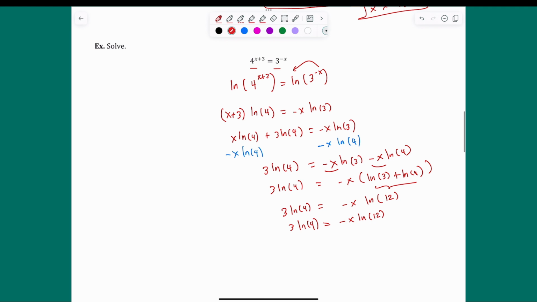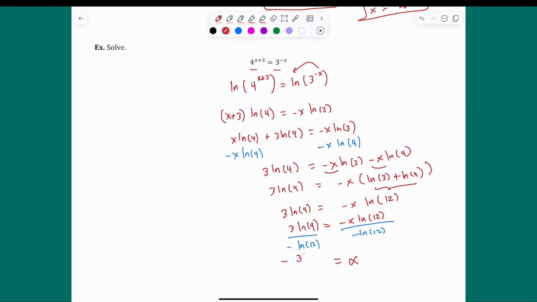Okay. And now to solve for x, I'm going to divide by negative ln of 12 on both sides here. Sorry, negative ln of 12, not x, 12. Okay, and that tells me what x is. So x will equal negative 3 ln of 4 over ln of 12.